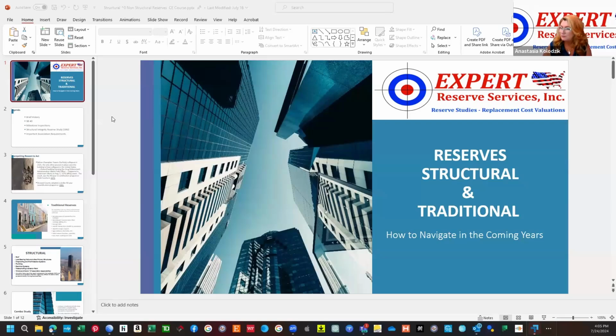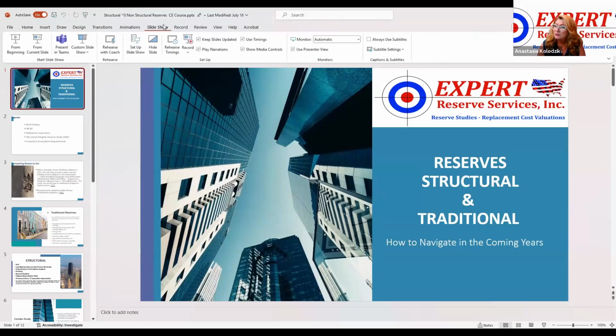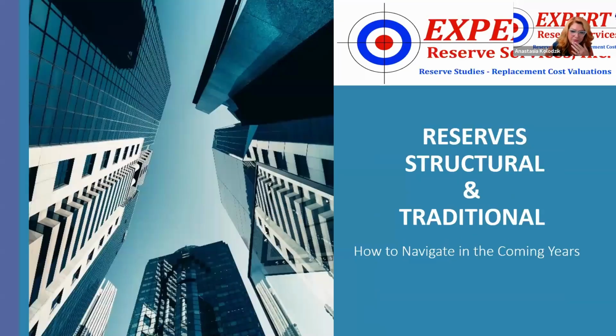Screen 2. Anastasia, if you want to go to slideshow at the top. Yeah, hang on. I'm trying to get it to come up. Can you guys see that? Yes. Ah, there we go. All right, now let me try to get the slideshow going. Slideshow. There we go. From the beginning. All right, can you guys see that now?